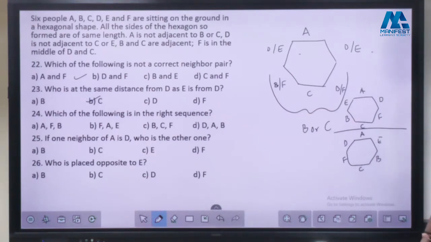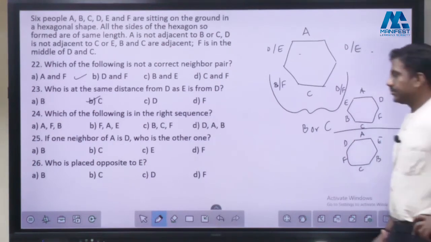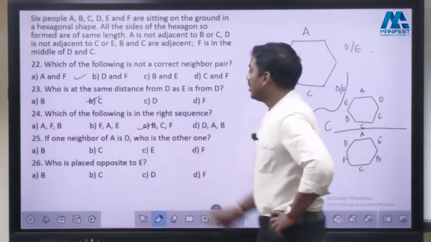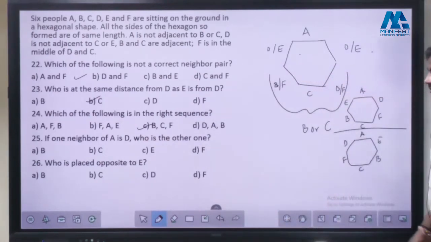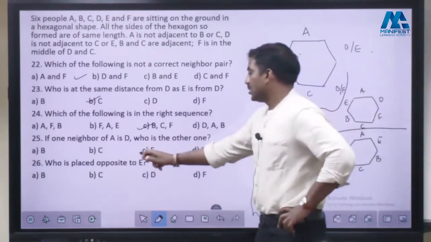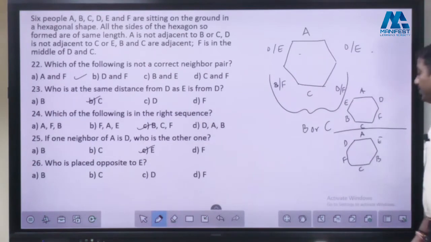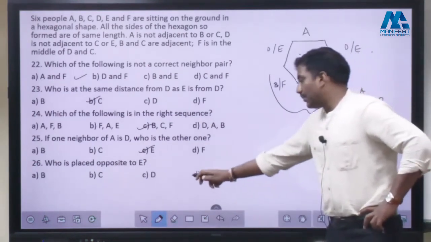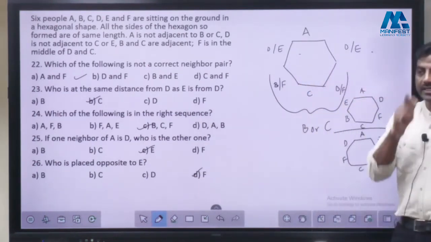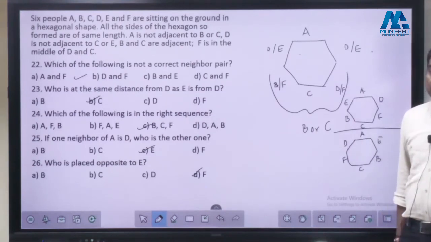Now, which of the following is in the right sequence? They should be neighbors basically. Don't think of this one. I mean, AFB, no. Far apart. FAE, no. BCF, yes. If one neighbor of A is D, then the other neighbor is E. Who is placed opposite to E? Either it is opposite or diagonally opposite, only one, that is F. Yes? No issues?